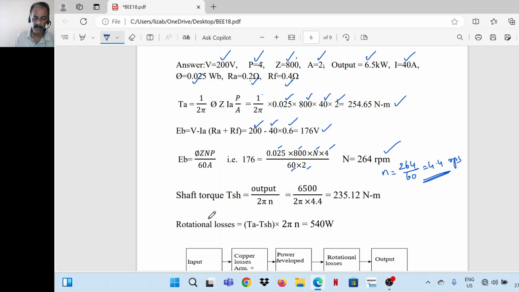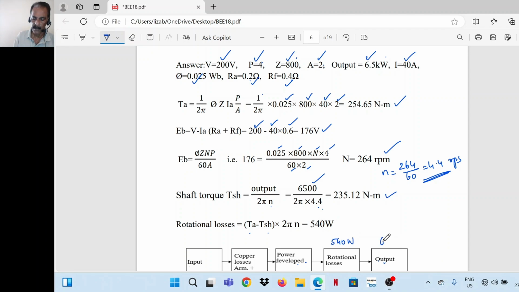Now shaft torque can be found out by dividing output with 2 pi N. So 2 pi N into shaft torque is the output in watts. So here output is given as 6.5 kilowatts, or 6500 watts, divided by 2 pi N, where N is the speed in RPS, 2 pi into 4.4, is 235.12 Newton meter. So rotational losses can be found from armature torque minus shaft torque. The difference between these two torques into 2 pi N will give the rotational losses. Here it is 540 watts.